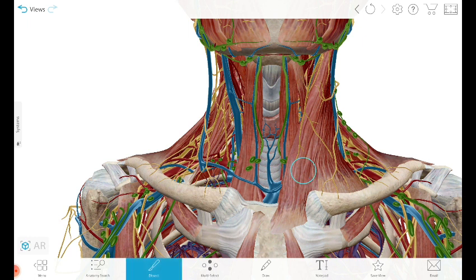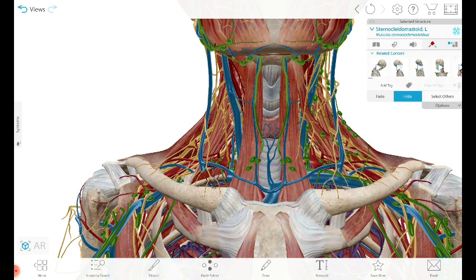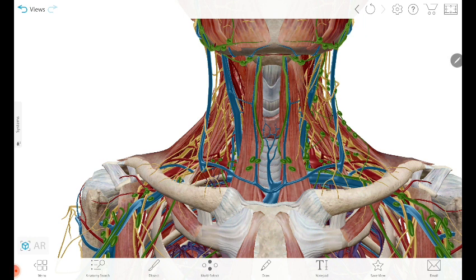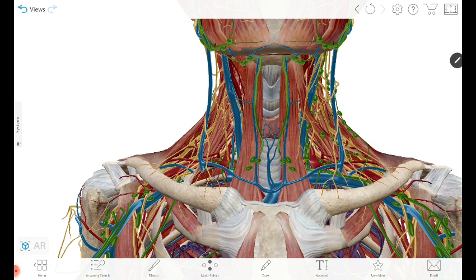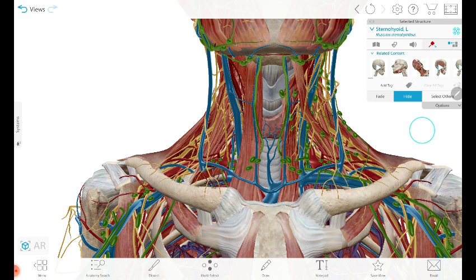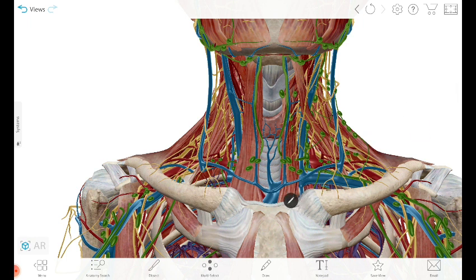Now if we remove the sternocleidomastoid muscle, we can see another muscle which is starting from the sternum and going up to the hyoid. So this muscle over here is the sternohyoid muscle. Now if we remove the sternohyoid muscle, we can see another muscle which is starting from the sternum and extending up to the thyroid cartilage. So this muscle over here is the sternothyroid muscle.